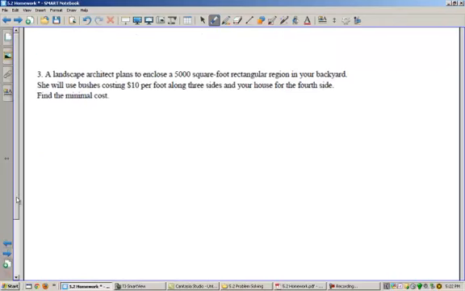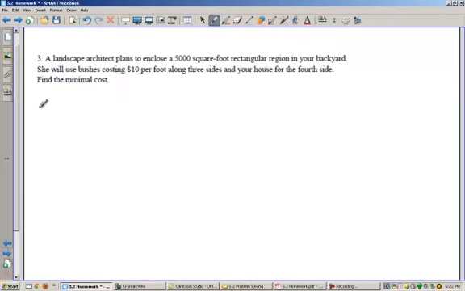All right, on the back side, this is the tough problem, so let's draw a picture here. It says a landscape architect plans to enclose a 5,000 square foot rectangular region in your backyard. It should be with shrubs costing $10 per foot along 3 sides, and your house for the 4th side. Find the minimal cost. Okay, so it's a rectangular region, I know that.